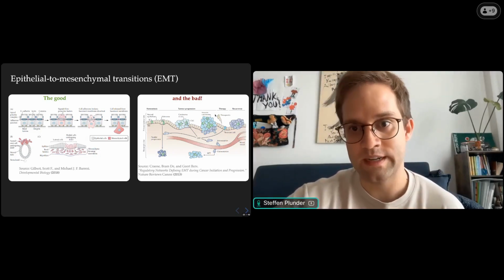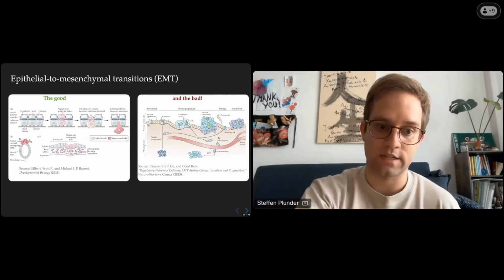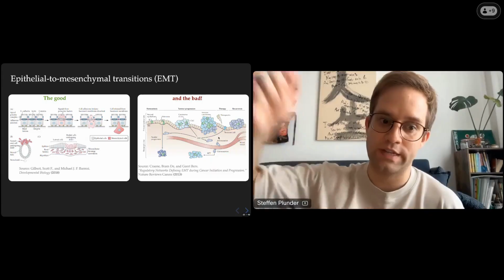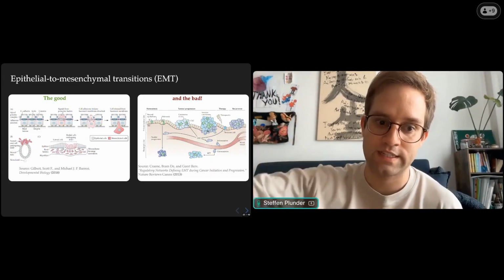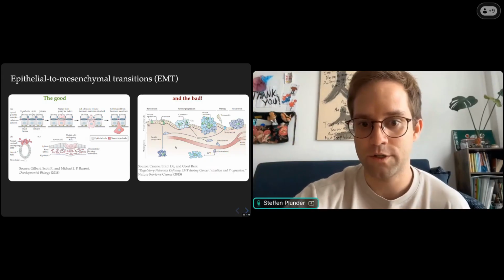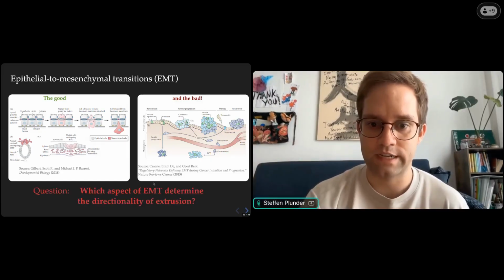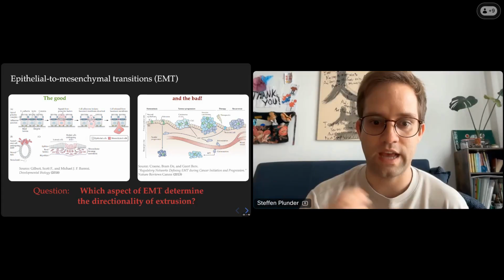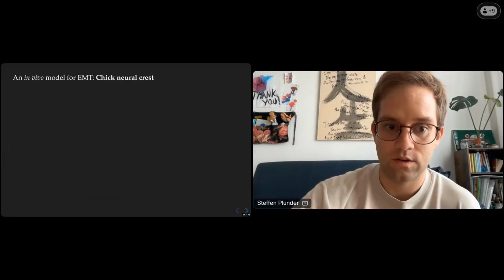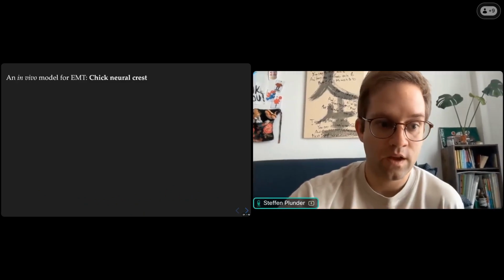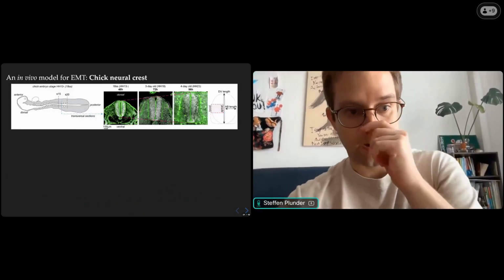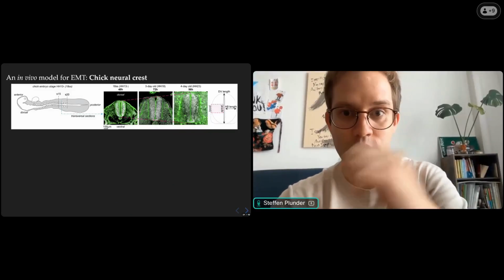So in the cancer setting, we don't want the cells to go in the basal direction. We would like them to go into the apical, the other direction, where they are just dying. So in this project, we were asking the question: how can we determine the directionality of EMT? And for this, we worked together with a biologist, Eric Thevenau from Toulouse.